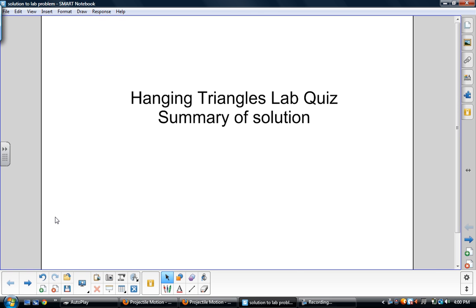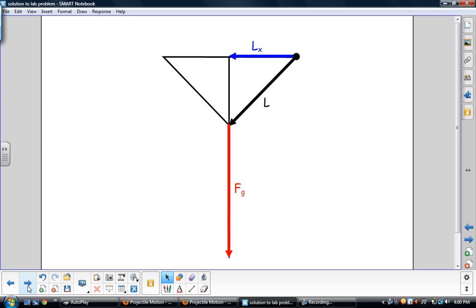Hi, this is Mrs. James, and I am summarizing how to solve the math problems that you had to do as part of the Hanging Triangles lab quiz. I'm not going to be using exact numbers in here because not all of you had the same numbers for your test, so I'm talking about the strategy instead.